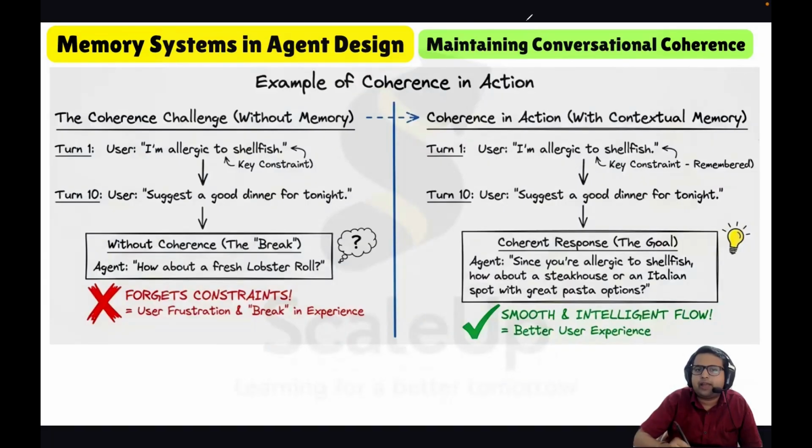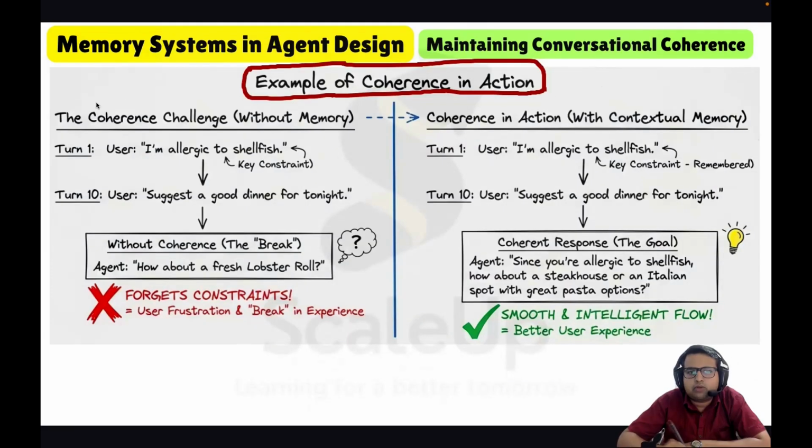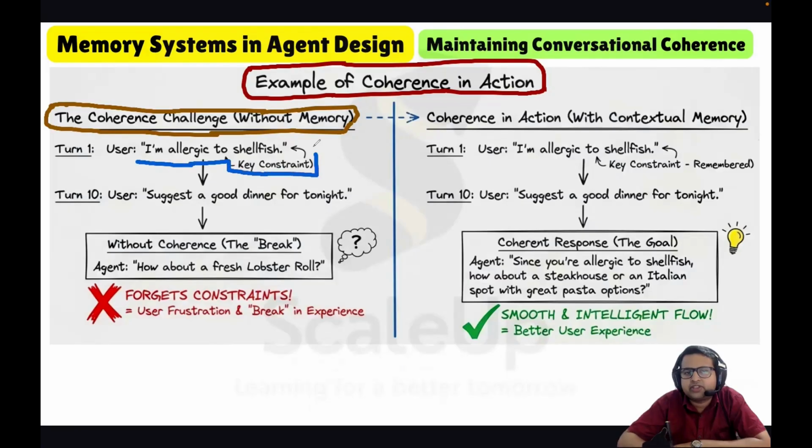Now let us look at an example of coherence in action. If we talk about coherence without memory, there is a challenge for coherence. So let's see what happens without memory. In turn one, the user is clearly telling the AI agent that I am allergic to shellfish. So it's a very key constraint given by the user to the agent. And in turn 10, the user asks a question: suggest a good dinner for tonight. Now, since memory is missing, the agent has forgotten that the user is allergic to shellfish.